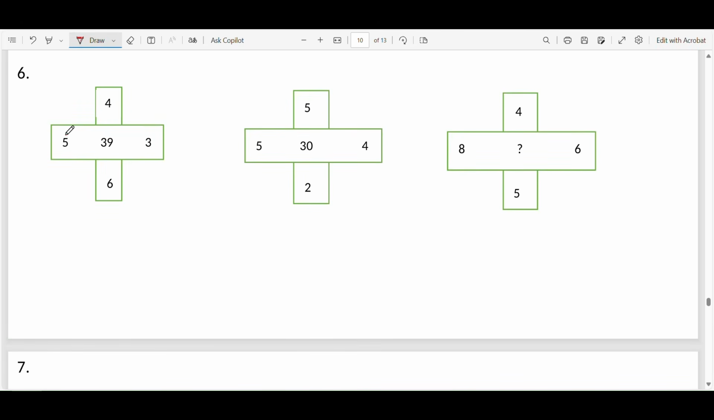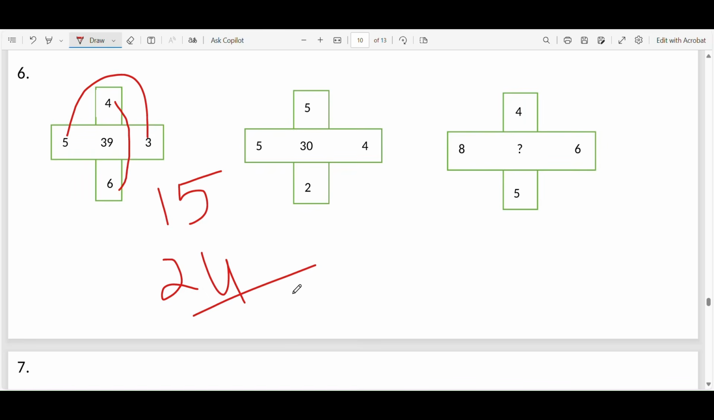And let's see another one. 5 into 3 will give you 15 and 6 into 4 will give you 24. So 15 and 24, yes, it will give you 39. So 5 plus 4 will give you 9 and 1 plus 2 will give you 3, right? So 39. So this is the correct form. Okay. Oh, let me erase this. Yes. So let's work out this as well.